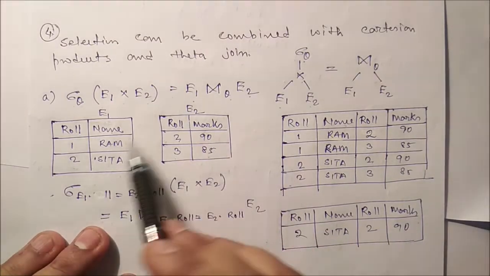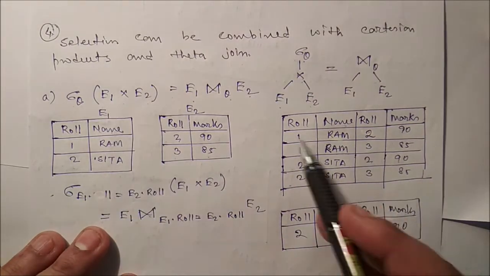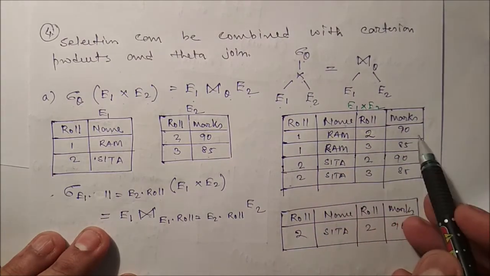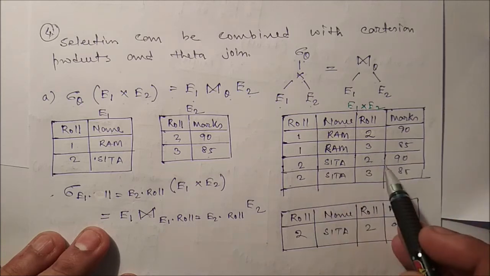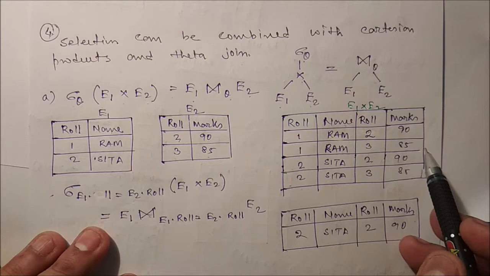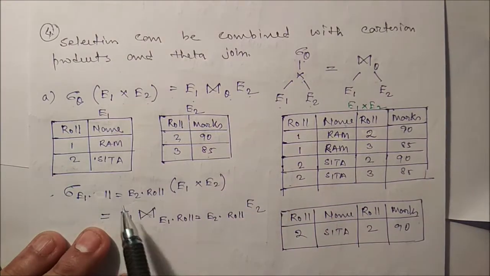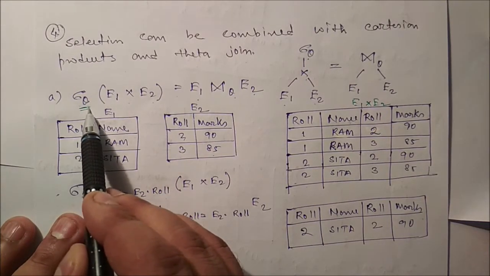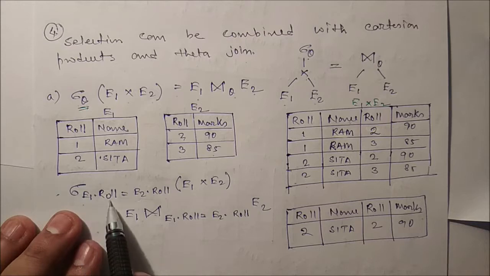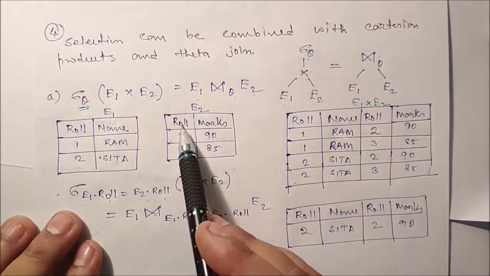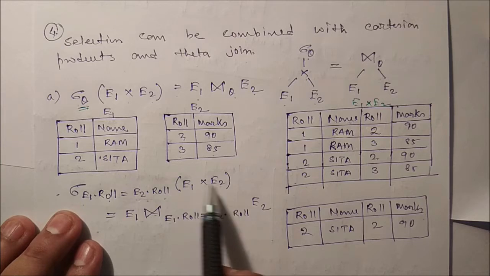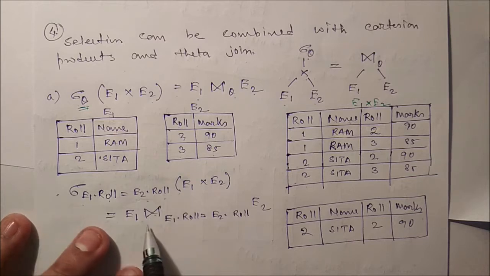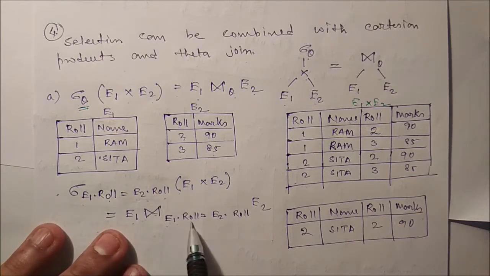Now suppose first of all we apply the cross product E1 and E2. If you apply E1 cross product E2, the output will be: 1 Ram 2 90, 1 Ram 3 85, 2 Sita 2 90, 2 Sita 3 85. After that, see this is the selection condition. The selection condition is E1 roll number is equal to E2 roll number. So first apply the Cartesian product E1 cross E2, then apply this condition, or directly we can apply E1 theta join, where E1 dot roll number is equal to E2 dot roll number.